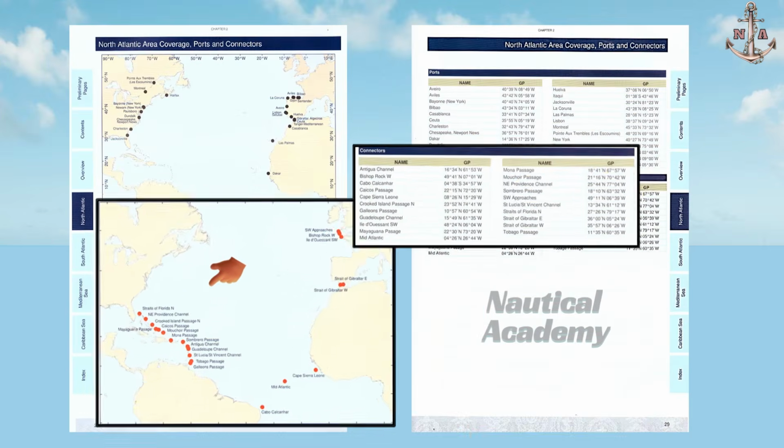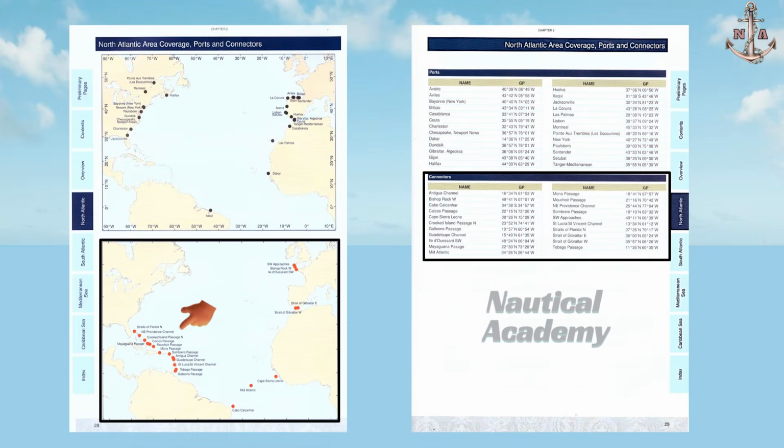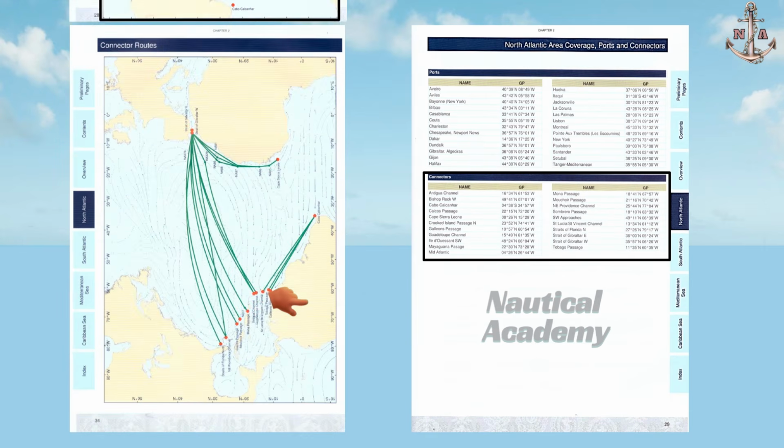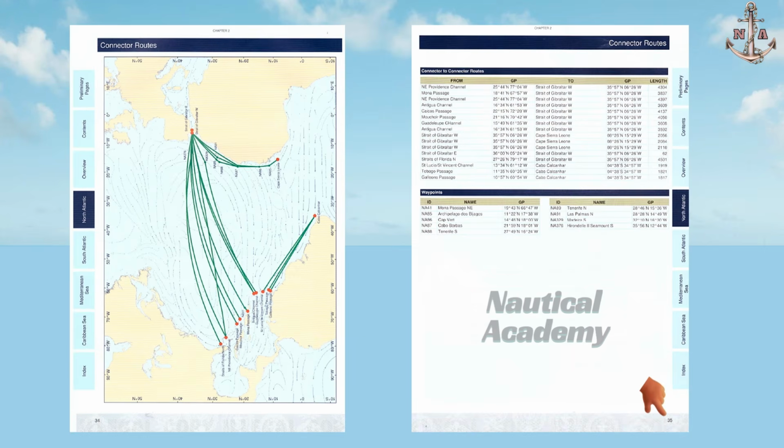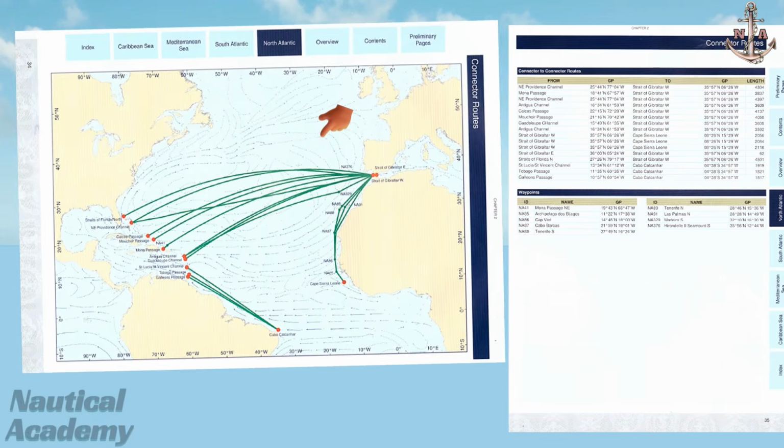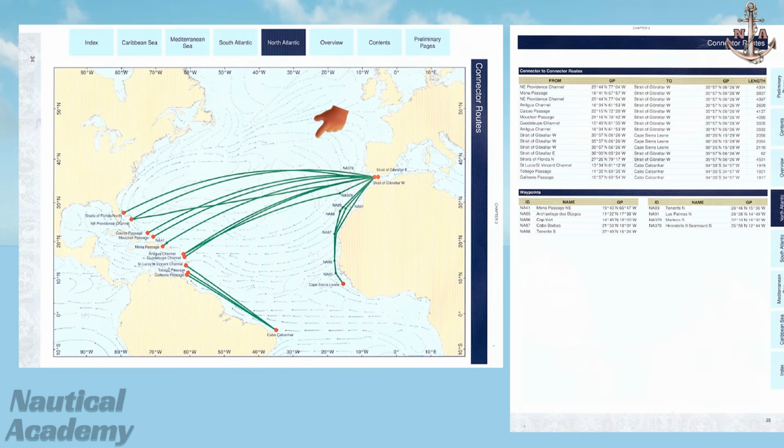Now, to see the recommended routes between connectors when creating a passage plan from Caribbean to Mediterranean Sea, simply scroll down to the relevant pages. In this edition, the chart is on page 34, and page 35 lists the corresponding geographical positions together with the distances. Let's rotate the chart to a landscape view. As we can see, recommended routes across North Atlantic are based on Great Circle tracks.